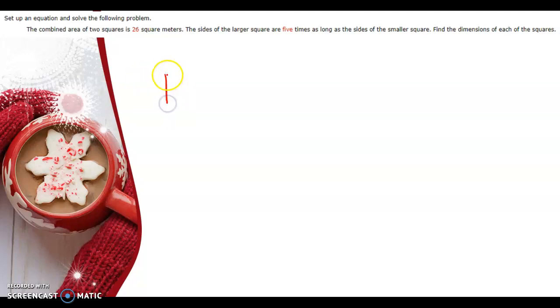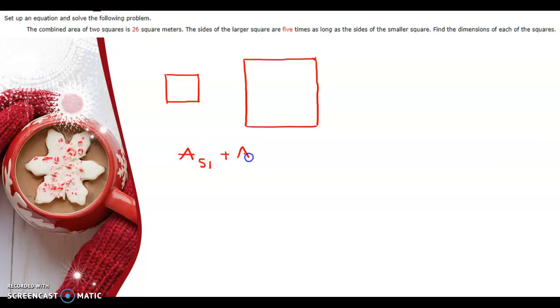So I'm going to draw myself a picture because I'm a very visual person. So here's my smaller square, not necessarily drawn true to scale. Here's my larger square. And obviously I don't know anything about any sides in terms of what their actual measurements are. So it just says that when we add the area of square 1 to the area of square 2, the combined area is 26 square meters.